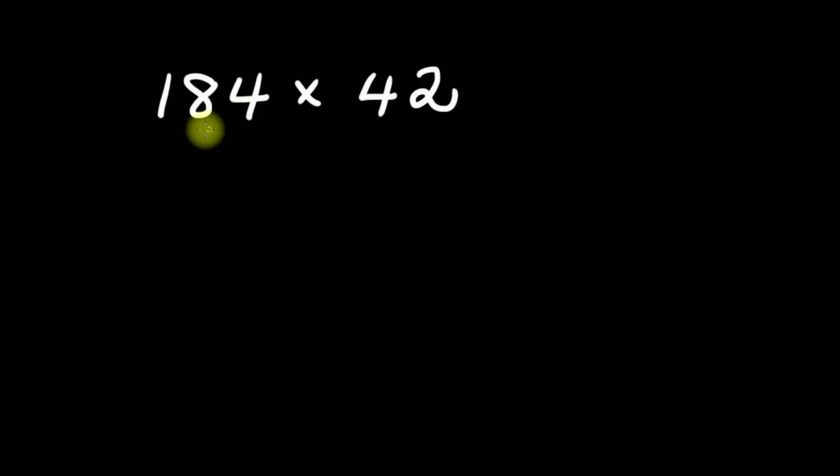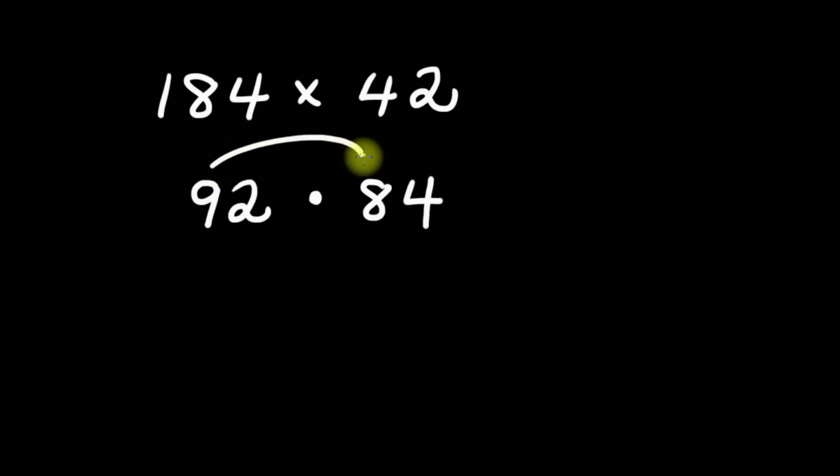So the quick way to multiply this, you first would take half of 184. Half of 184 is 92. And then you're going to multiply by double of 42. So you're going to double up 42. So 42 is 84.